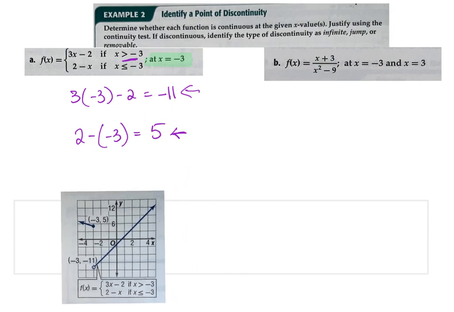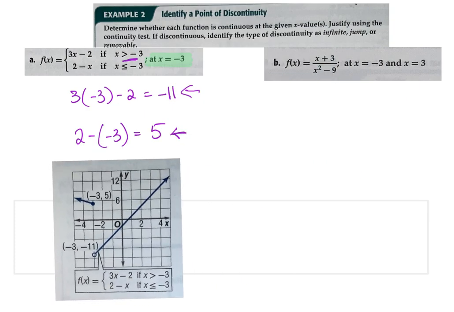All right, so if you look at this guy right here, you can see from the right side of here, from bigger than -3, as it's moving towards -11. You can see that. But once it actually gets to -3, the graph jumped up to +5. That's what plugging it in told us. Plugging it in told us, okay, for this, as it's going towards -3, it's moving towards -11. But because they changed the definition on me right at -3, when I get there, the graph jumps to +5. So this is discontinuous. I know that.